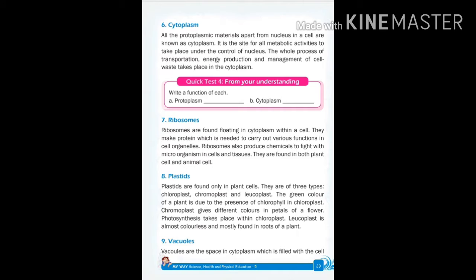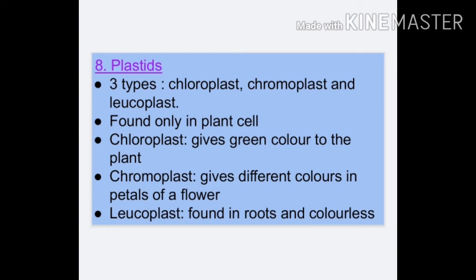Plastids are found only in plant cells. There are three types of plastids: chloroplast, chromoplast, and leucoplast. The function of chloroplast is to give green color to the plant, and the function of chromoplast is to give different colors to the petals of a plant. And leucoplast is almost colorless and mostly found in the roots of a plant.